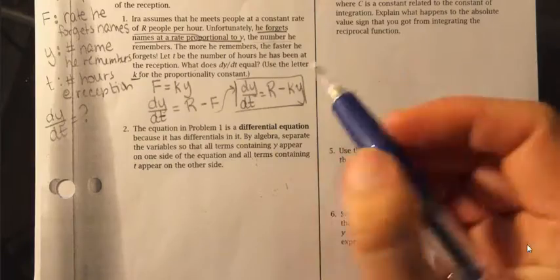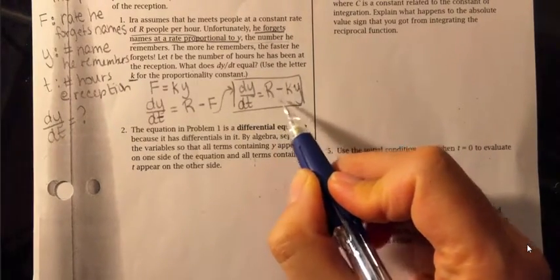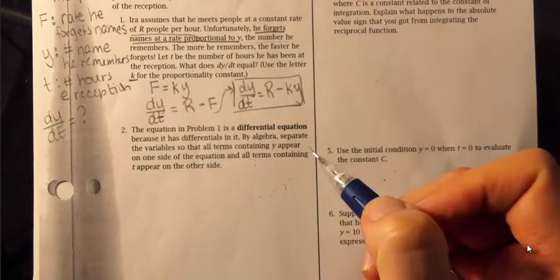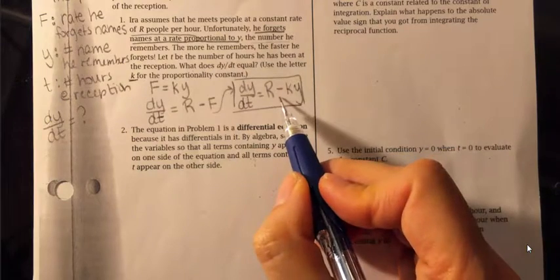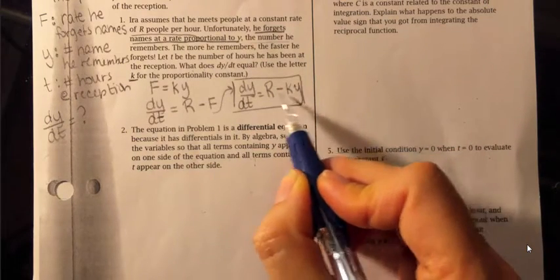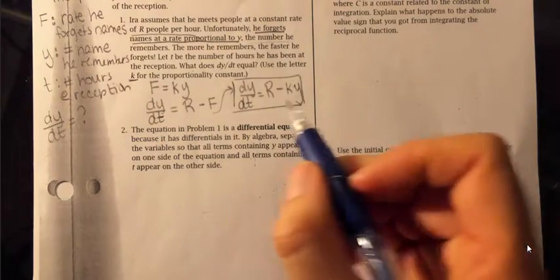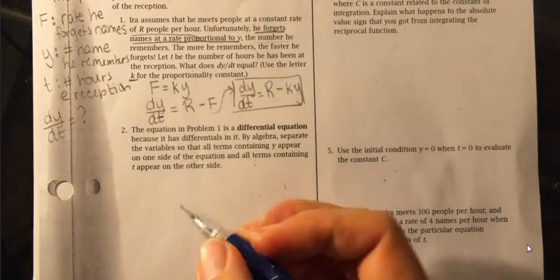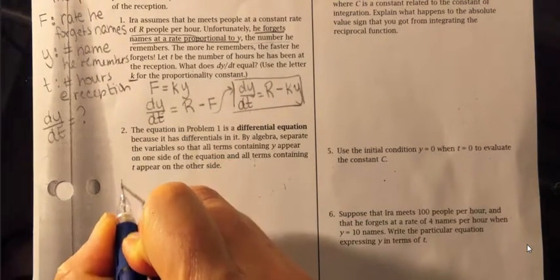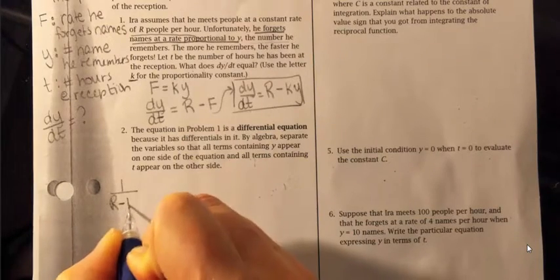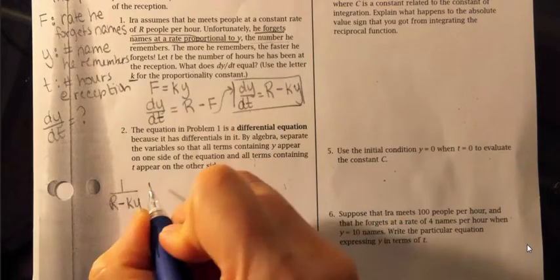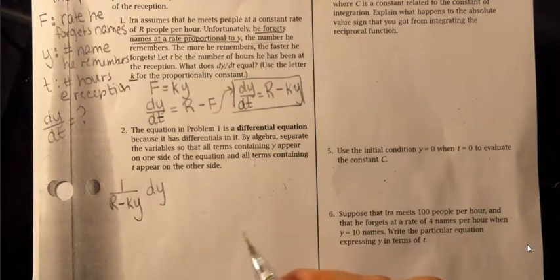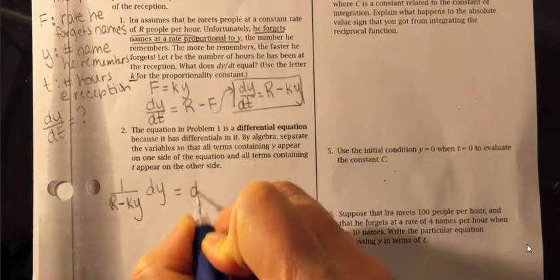Well, it looks to me like you've got this whole side that basically has the y in it, okay? And then you've got the dt, which has the t in it. Okay, so what I'm going to do is divide both sides by this side so that I can bring this over to the dy side. And then I'm going to multiply both sides by dt so that dt ends up over here. Okay, so what I end up with is really 1 over r minus ky dy. And why am I writing it like this? Because this will show me that it's a reciprocal function, right? And then on this side, I've got dt.